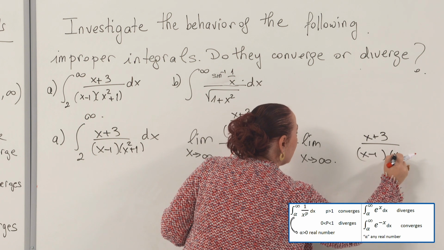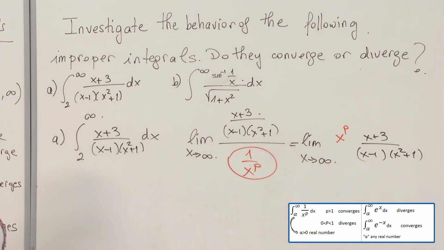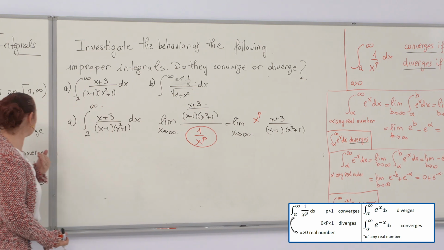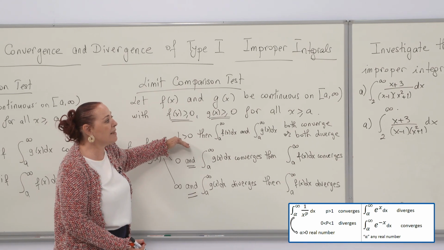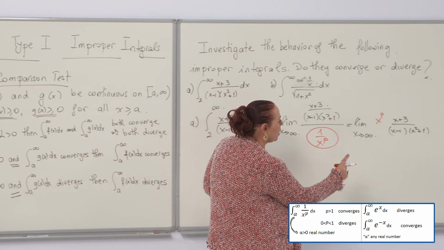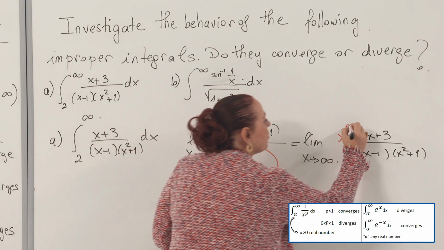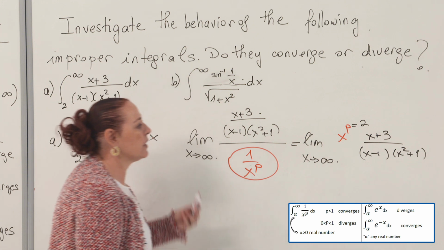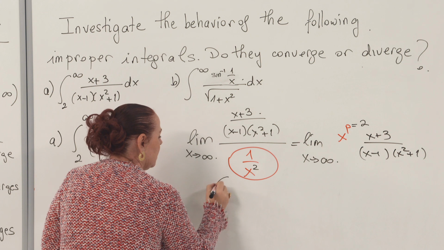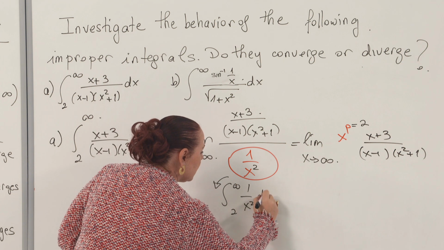x minus 1, x squared plus 1. So I have x to the power P here. So I have polynomial over polynomial. What do I want my answer to be? I want the answer to be a number, because then I don't have an extra condition. The polynomial is of 3rd degree in the denominator, so I'm going to go for 2. Because if I put 2 for P, what do I know for the integral of 1 over x squared dx?